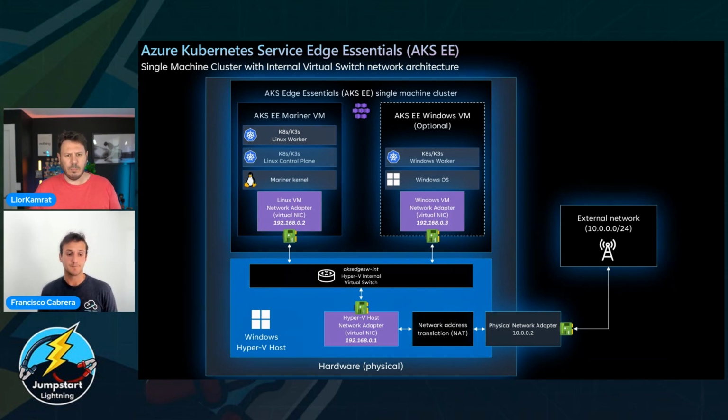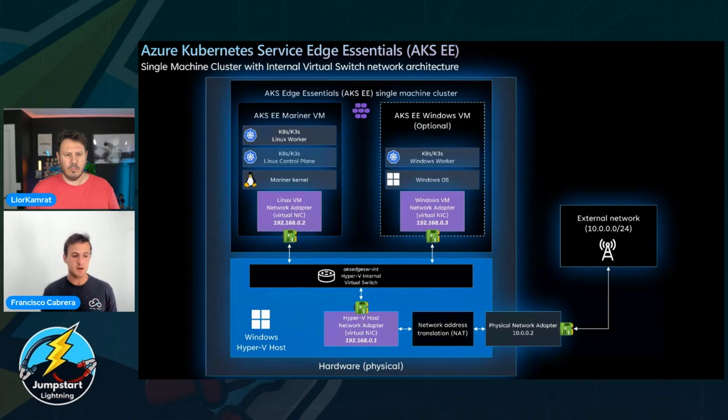Yeah. So basically what we do is when you deploy AKS Edge Essentials and you say, I want to use a single machine cluster, we will create that internal virtual switch for you. And we will create all the networking setups for you. That means we're going to create the network adapters, and we're going to set up the IP addresses.